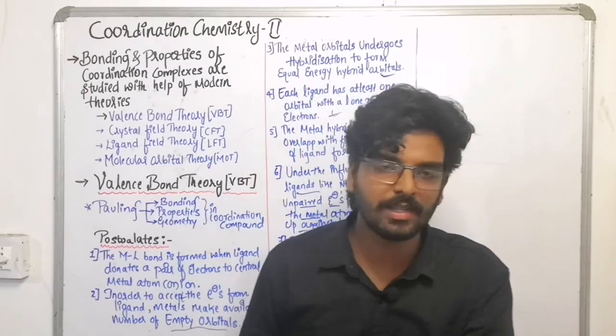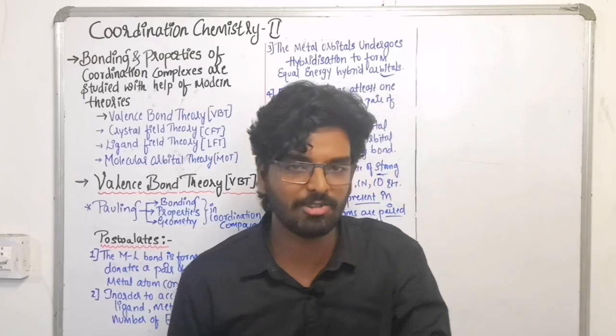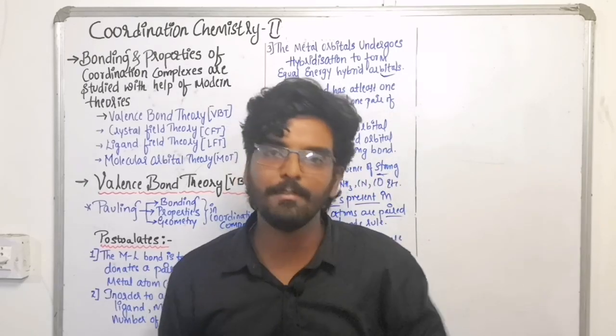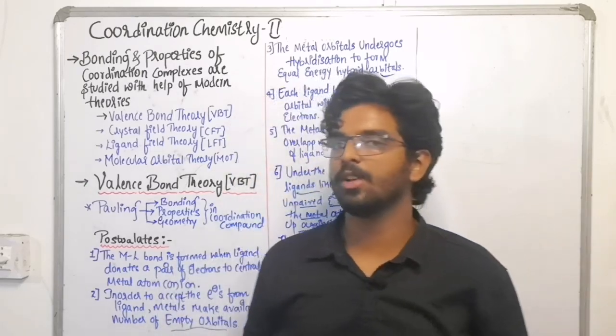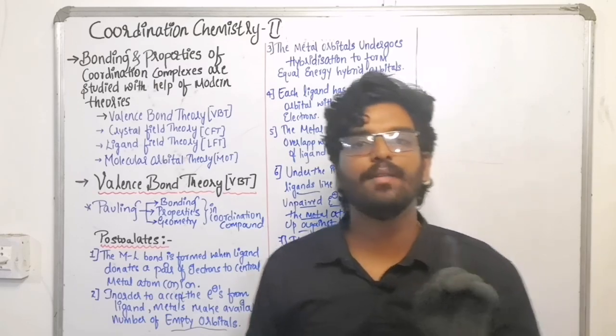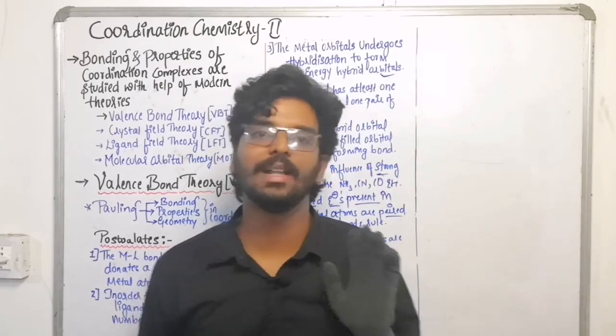So we will study those cases with the help of problems in the next part. Now let us just remember the point that if there is a presence of a strong field ligand, the pairing of electrons takes place in the metal orbital.